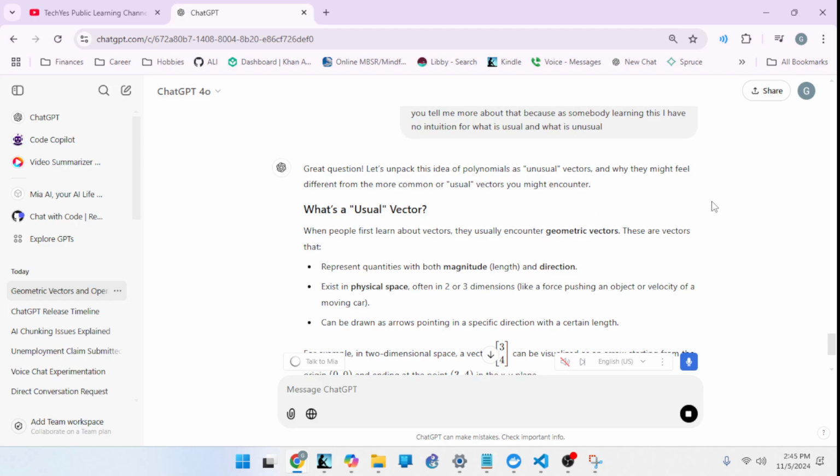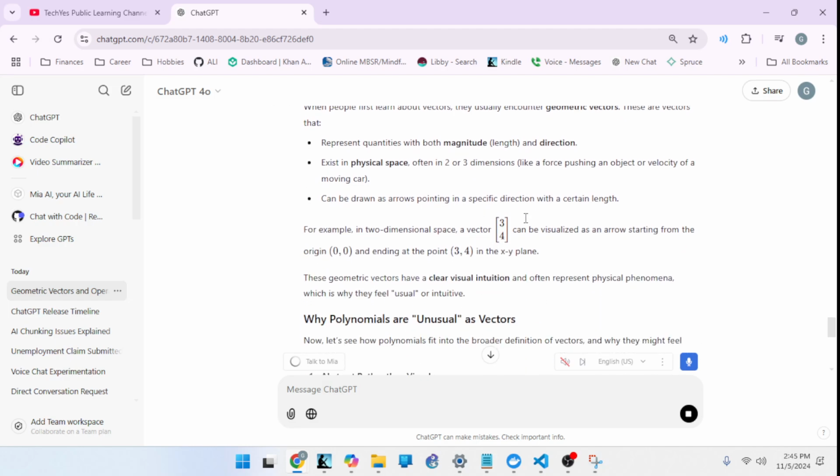So a usual vector would be a geometric vector. They represent both magnitude, or length, and direction, and it's not necessarily length. It could be talking about audio waves. They exist in physical space in 2 or 3 dimensions. For example, the force of pushing an object or velocity of a moving car, they can be drawn as arrows pointing in specific directions. So it's unusual to work with a polynomial because you basically can't do any of that, is what I understand.